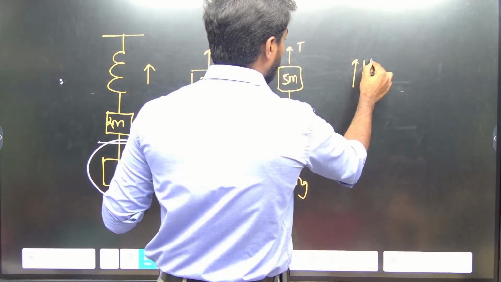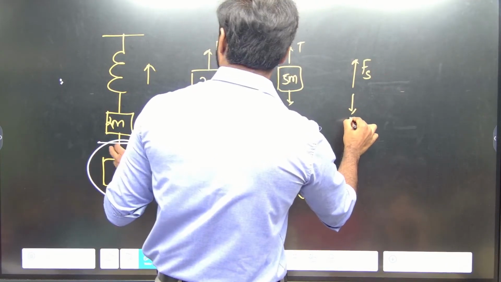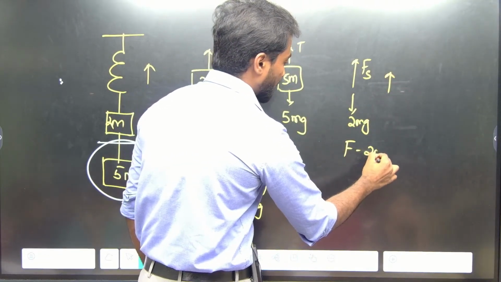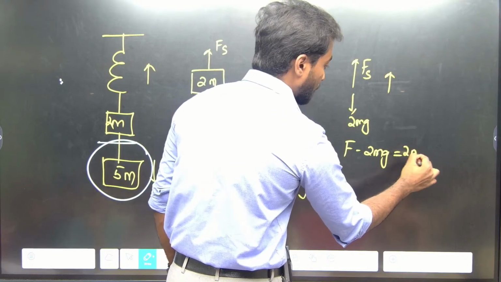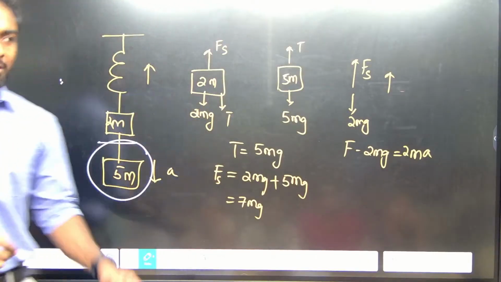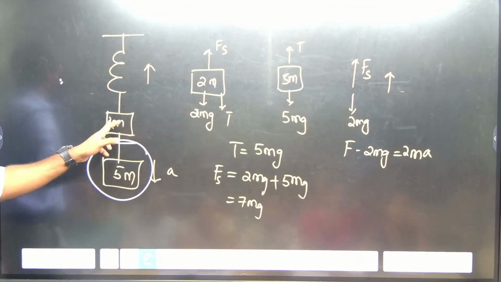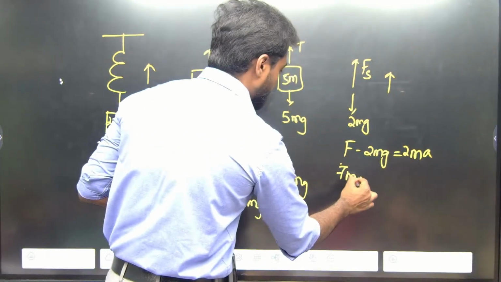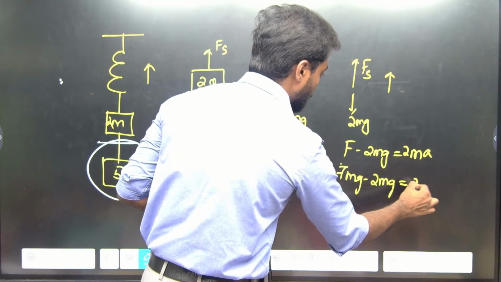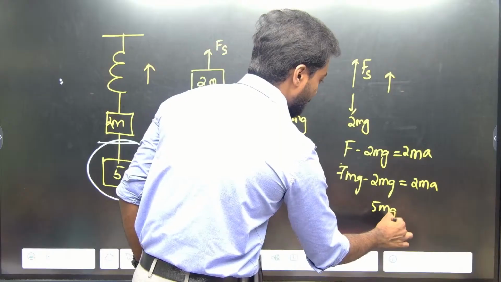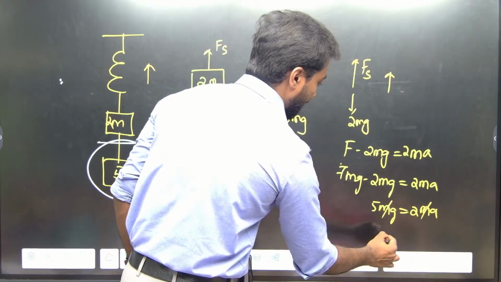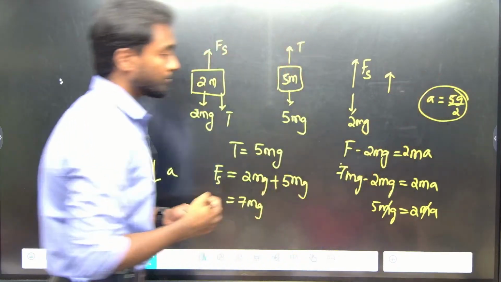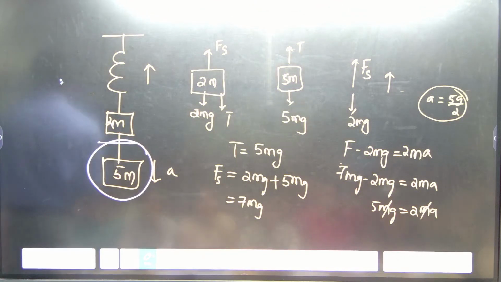Now this is my spring force, this is my 2 mg, and acceleration is upward. So F minus 2 mg will be equal to 2m into a. Whatever the mass, I have taken the mass. Mass is 2m, no? So 2m into acceleration. This is 7 mg minus 2 mg will be equal to 2m a. 5 mg will be equal to 2m a. m and m will get cancelled. a will be equal to 5g by 2. This is the acceleration.